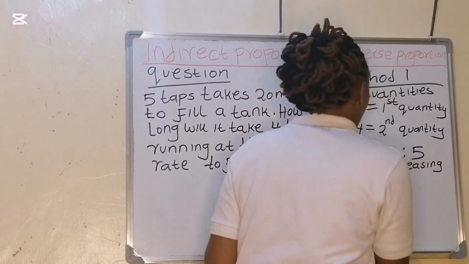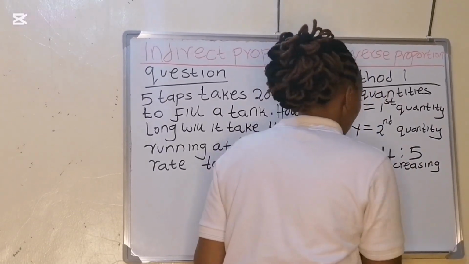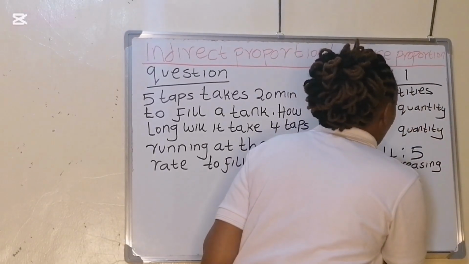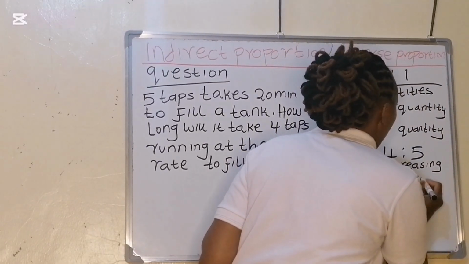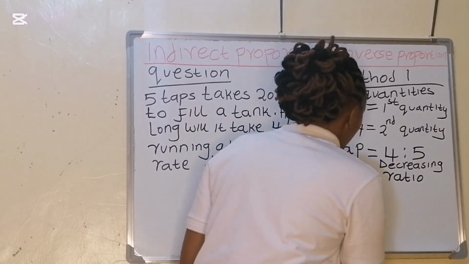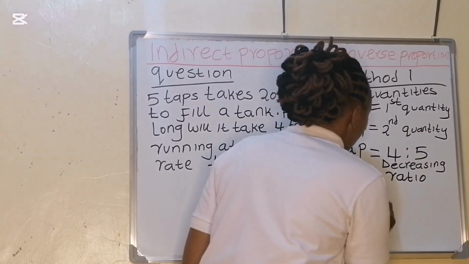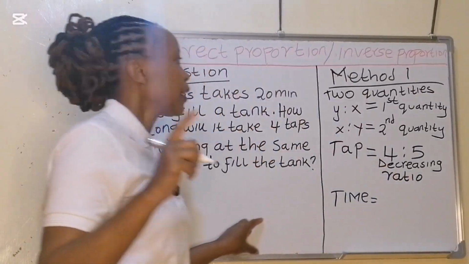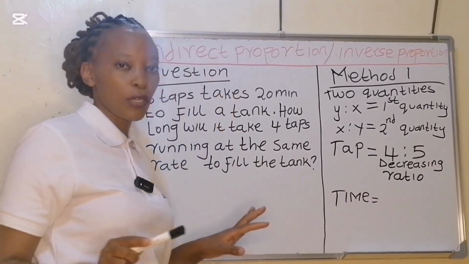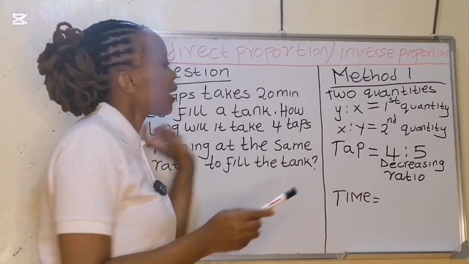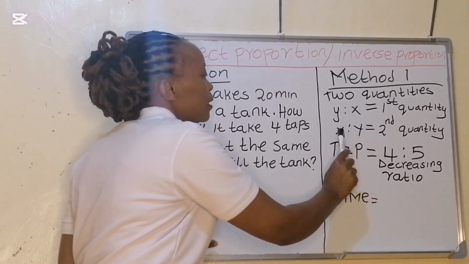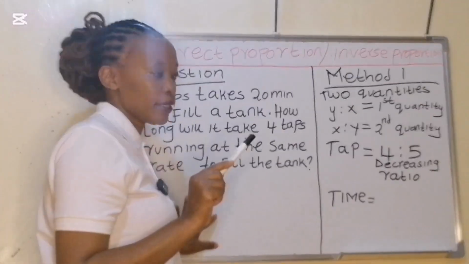Let me label here so that you can see. I have already explained to you what a decreasing ratio is and why I've written it as a decreasing ratio. We have two quantities. The other one is time. In inverse proportion or indirect proportion, when we have a ratio of y is to x, the ratio for the second quantity is x is to y.